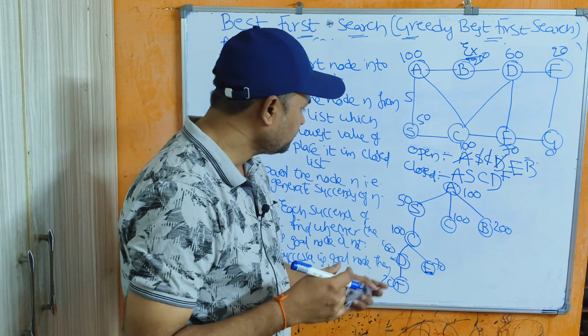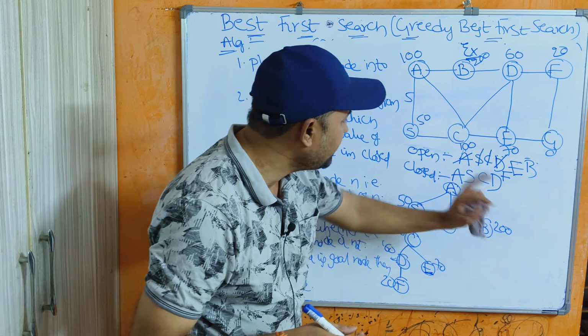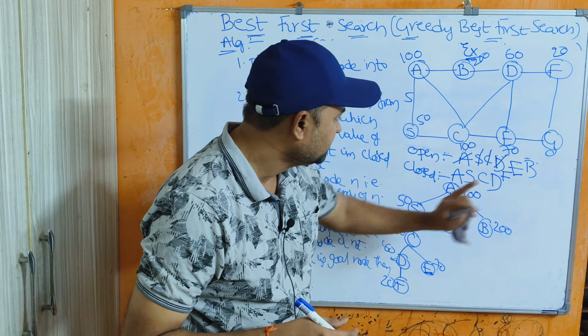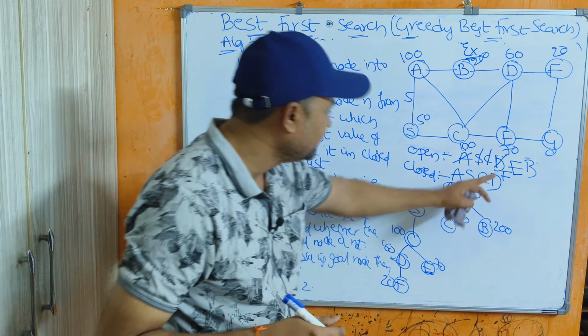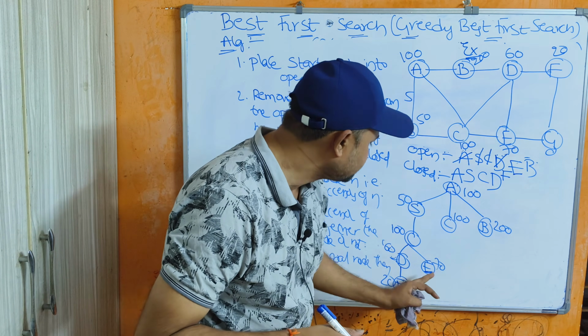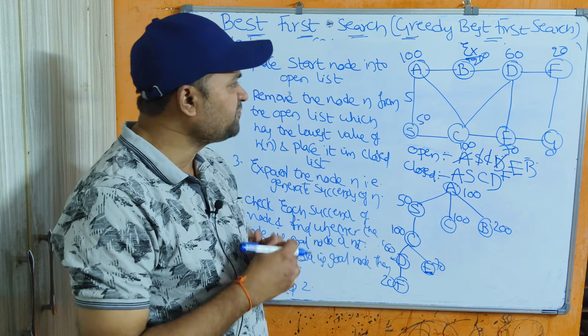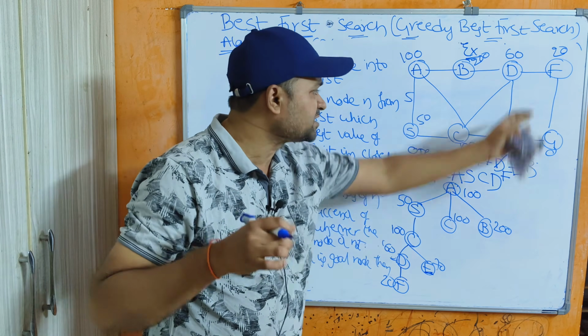Now, out of 20, 70, 200: F is 20, E is 70, B is 200. Which is the minimum value? F is the minimum value. So now we need to explore F.